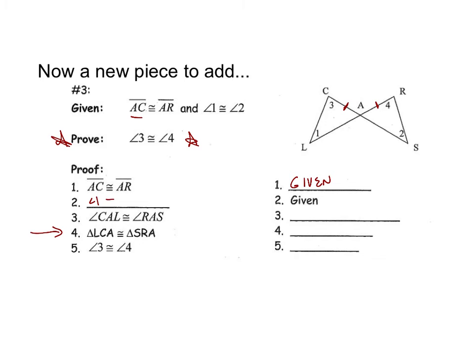My second given statement, angle 1 congruent to angle 2. My next statement says CAL congruent to RAS. So CAL is here, RAS is here. Why are those congruent? Well, they're vertical angles. Vertical angles are congruent. So now, based on that information, I can say my two triangles are going to be congruent by angle side angle. That's why that works.